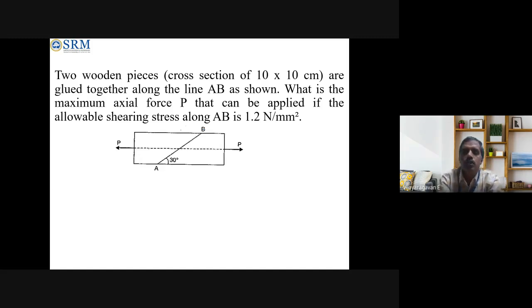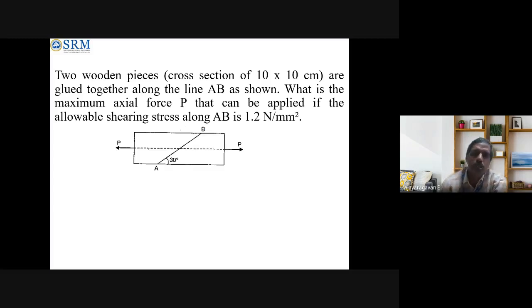Similarly, when you see this problem, we will have two wooden pieces connected together along AB. What is the maximum force P that can be applied if the allowable shear stress is 1.2?